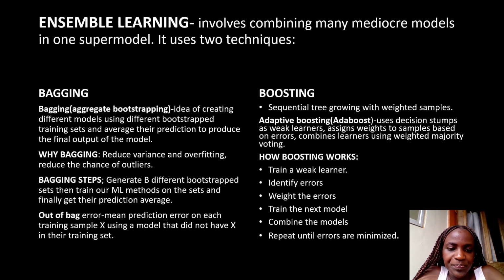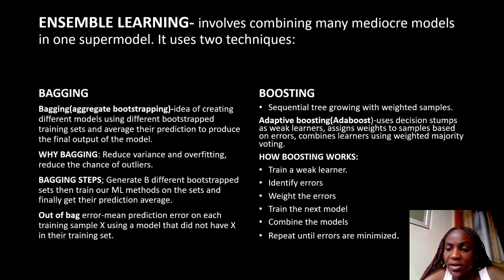Then the out of bag error. For example, out of bag basically means that you have a set of 1, 2, 3, and 4, and you pick out, let me say, 1, 2, 2, 3. So out of bag will be 4 because you've left out 4. So that's what out of bag means. The ones that you've left out from what you've picked out. So mean prediction error on each training sample X using a model that did not have X in their training set, as I explained before, out of bag error.